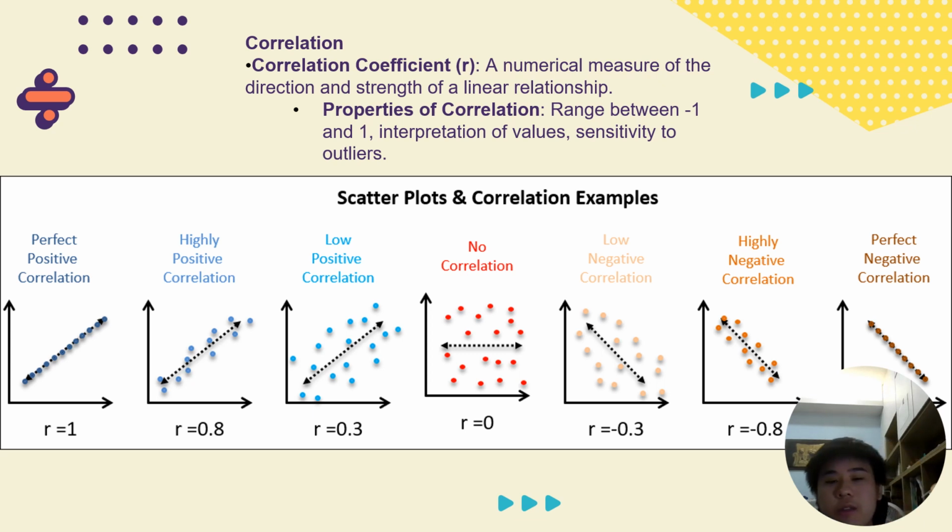Now, for no correlation, it's like the last graph on the last slide we saw. You can't see any patterns or relationship. So there's no relationship, so there's no correlation. So your R equals 0. Same thing for negative. The closer your data is to -1, the stronger the perfect negative correlation is.